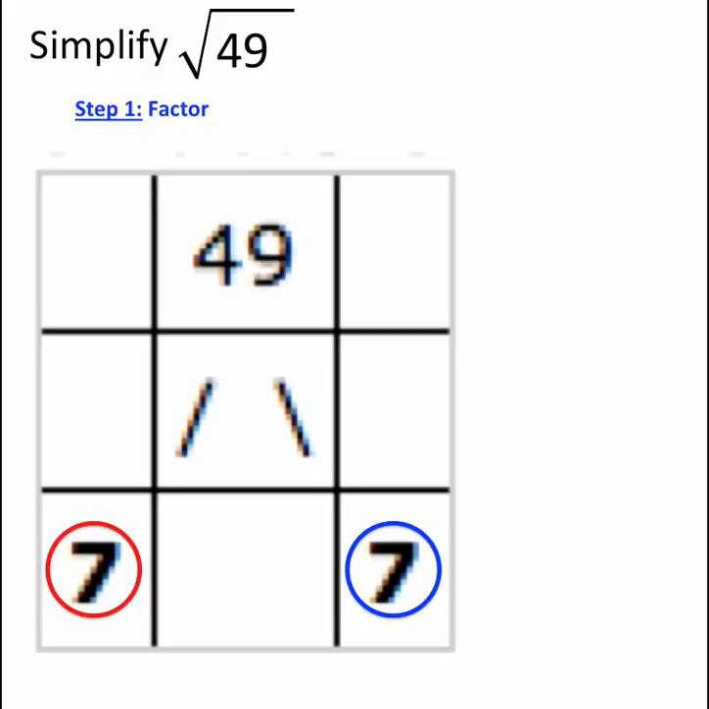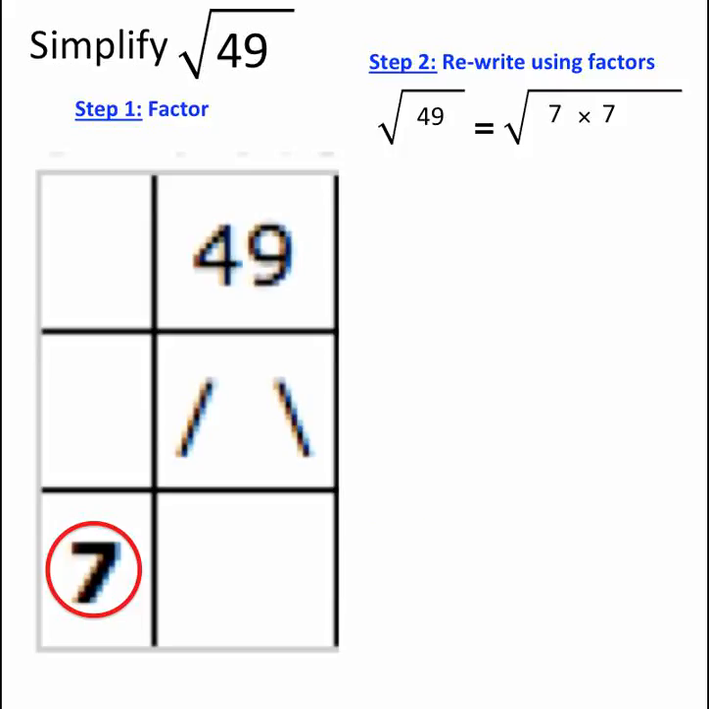Now that I have those prime factors, I can use them to rewrite my original expression using those factors. So I can say that the square root of 49 is equal to the square root of the factors of 49, or excuse me, the product of the factors of 49, which in this case is 7 times 7.